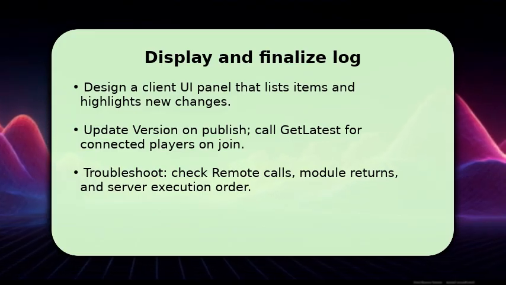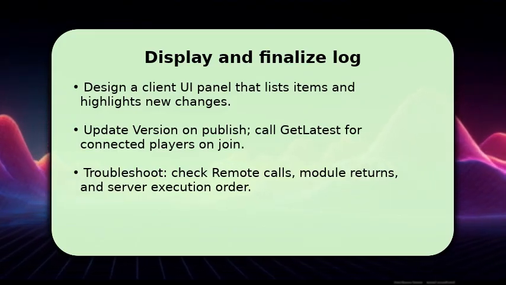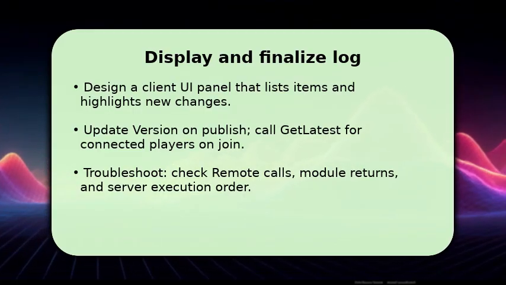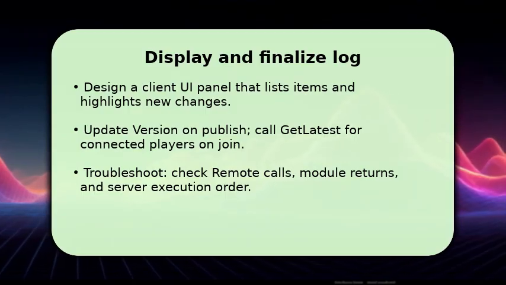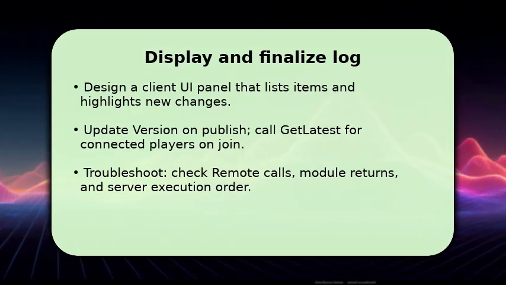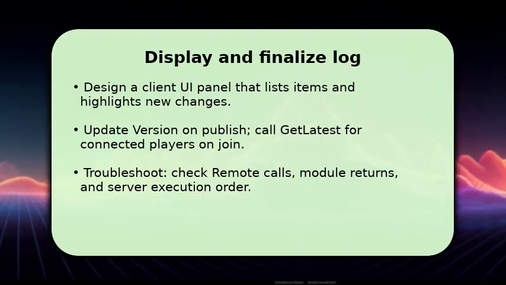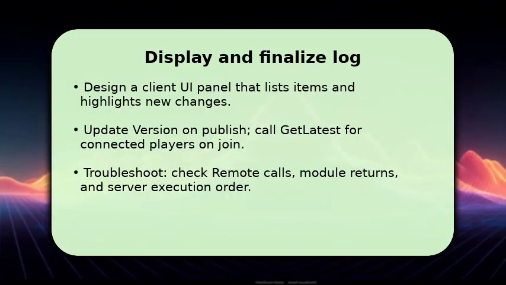When you publish an update, increment version in the module script and trigger a server event to prompt live clients to refresh. Make sure the server updates execute before clients request data so they get the newest list. If things go wrong, check remote calls, module return values, and the order scripts run on the server.